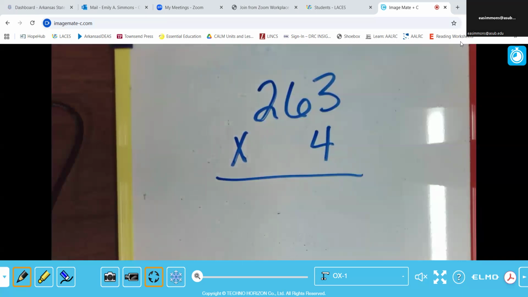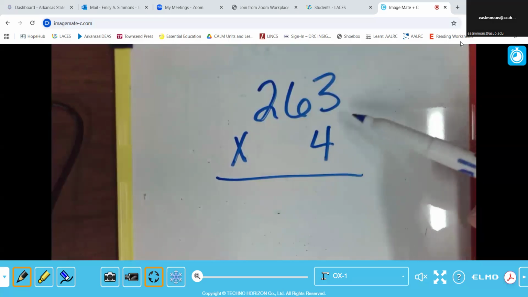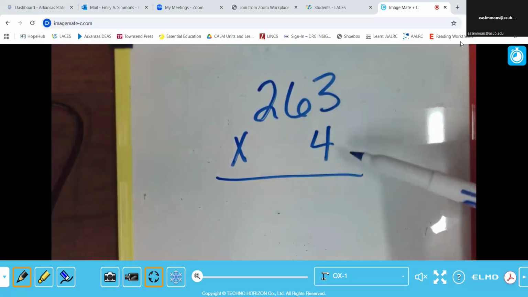So getting to long multiplication, I just want to go over a few things. Next week we'll go over long division, and then we're going to start working our way into fractions. Long multiplication is when we have multi-digit numbers that we're multiplying. So for example, we have 263 times 4.